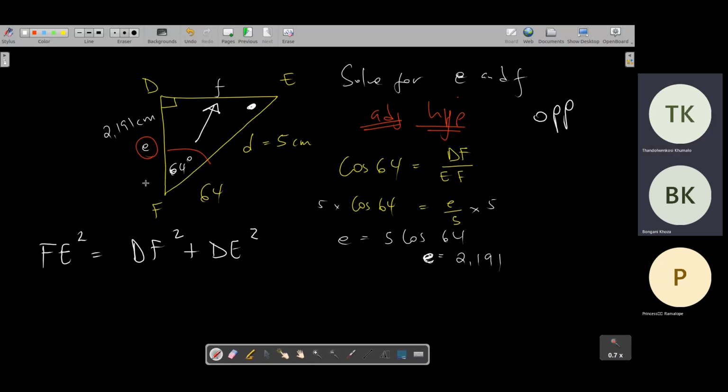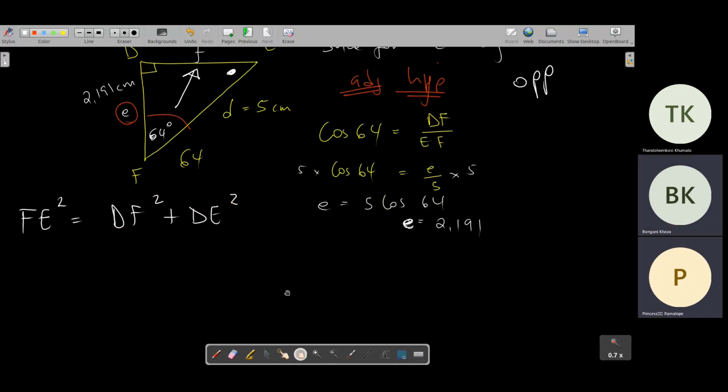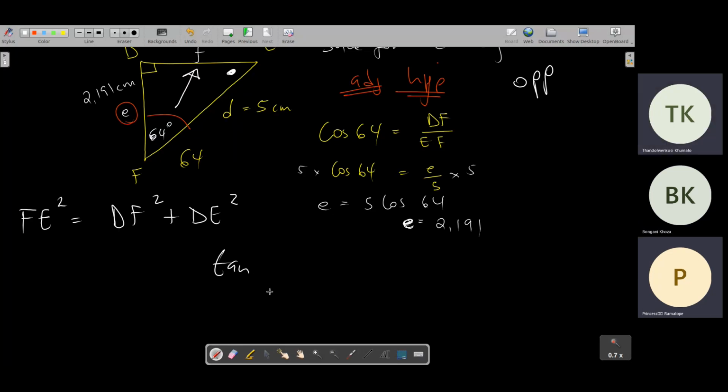You do have this one. So which side do you want to use? Or which trig ratio do you want to use? Use tan. Tan was complicated the last time, but we can do it again. I said it's sine. Sine.